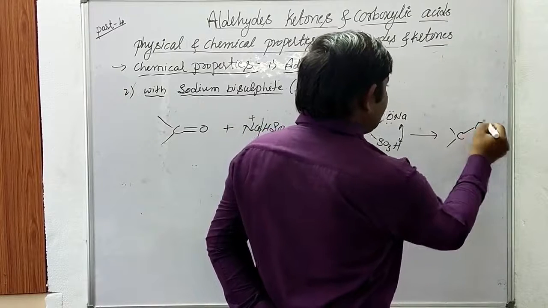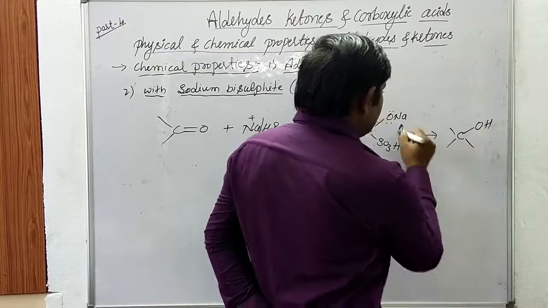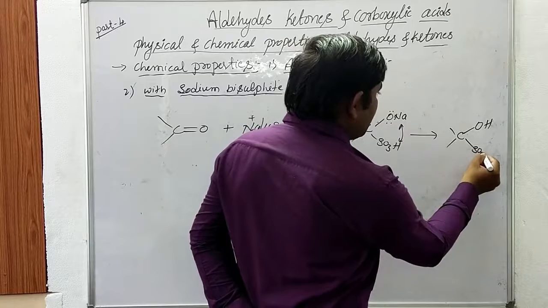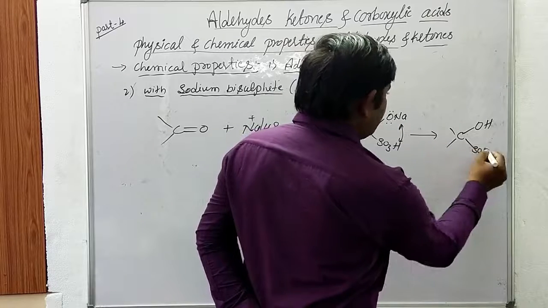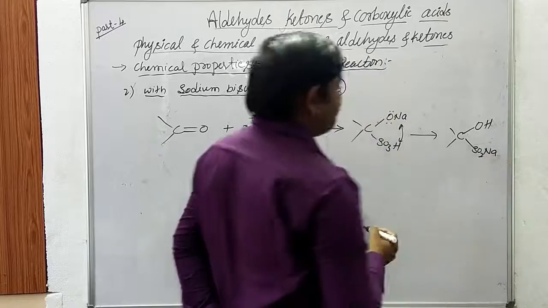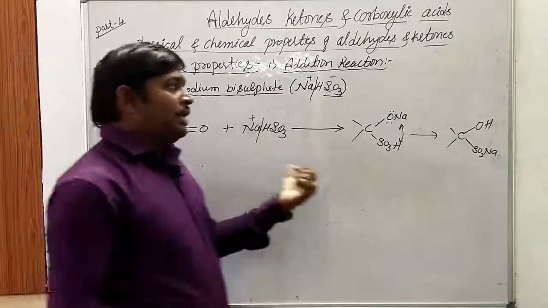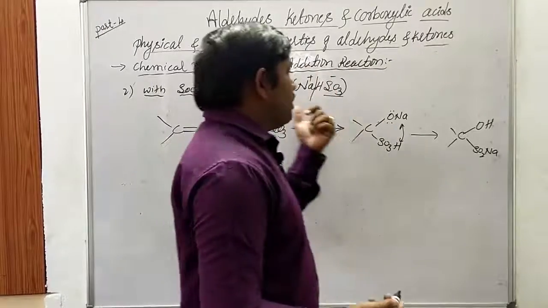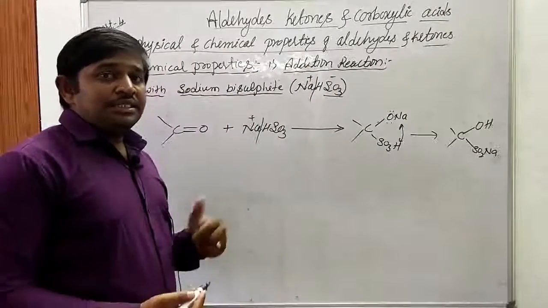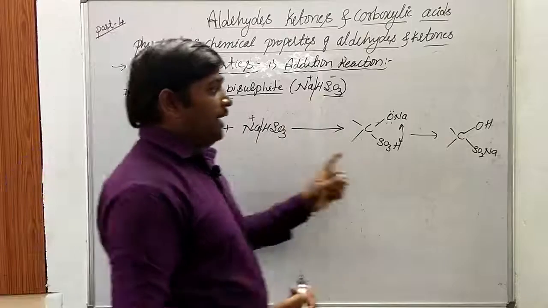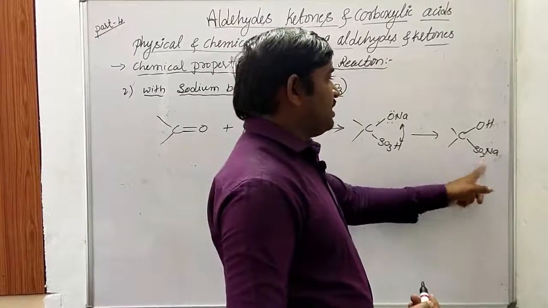Here OH will come up, and here this sodium will come. So this is an aldehyde, or any carbaldehyde. Aldehyde sodium bisulfite is the compound obtained. So aldehyde sodium bisulfite is the addition product.